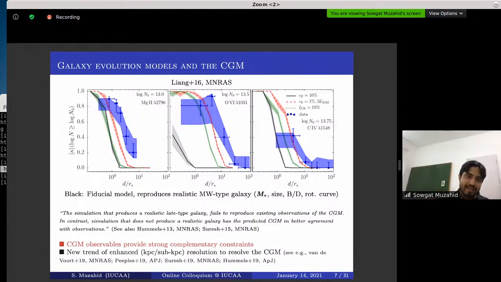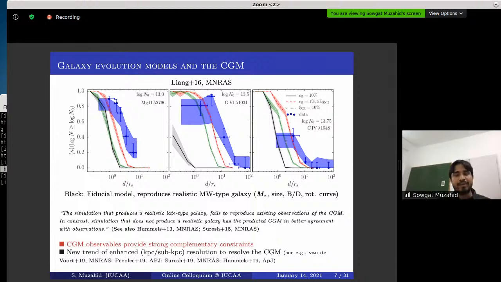And you can see that the black line is actually failing to reproduce the observed covering fraction. And these covering fraction measurements are done in the circumgalactic medium, right? Miserably, for both low ions, magnesium 2, and for high ions. Then they tweaked their model. So they artificially enhanced the supernovae feedback by 5 times, which is shown by the red curve, and also included winds driven by cosmic rays by some factor, so that they don't reproduce the galaxy properties very well. But now you see that those models, which are not reproducing the galaxy properties well, are actually doing better in reproducing the circumgalactic medium observations, the covering fractions, for example.